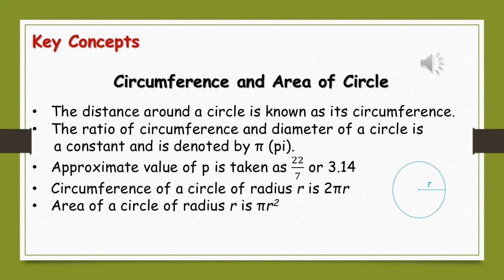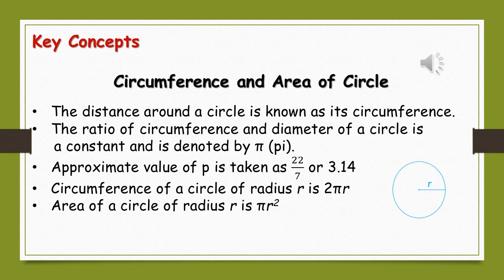What is circumference? The distance around a circle is known as circumference. It is the same as the length of the boundary. The way we found the length of the boundary, or perimeter, in the case of square, rectangle, triangle and parallelogram, in the same way the length of the boundary of a circle is known as circumference.